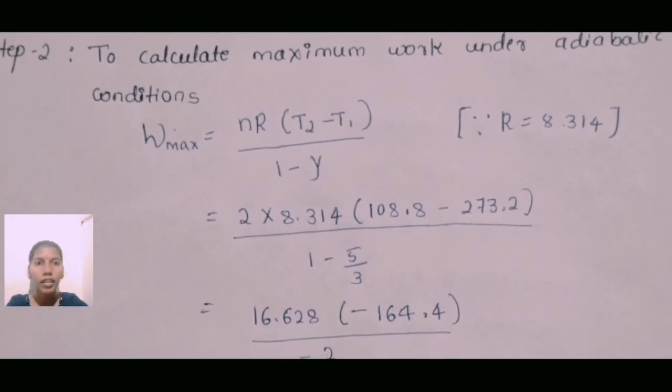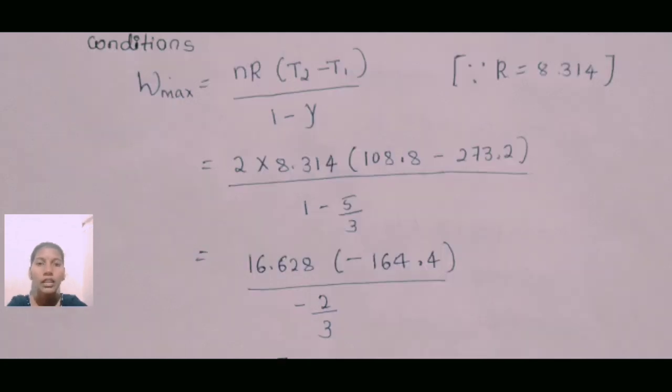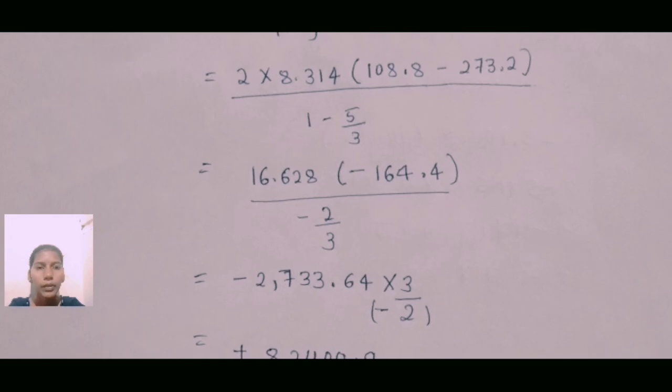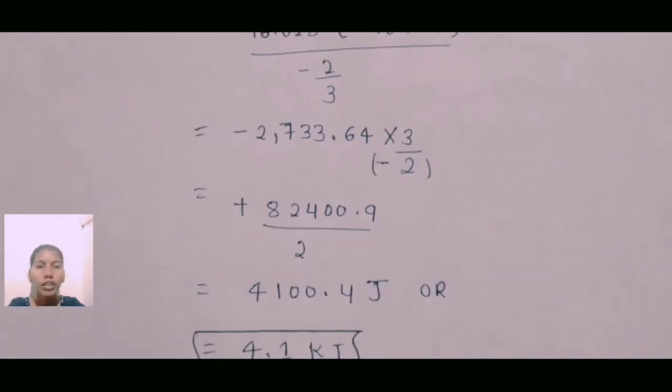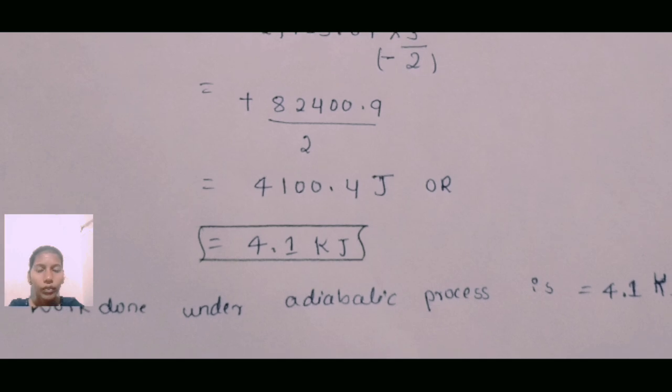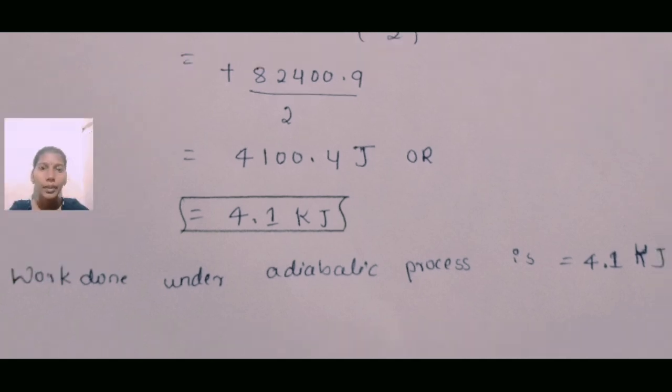Step 2. To calculate the maximum work under adiabatic condition, the equation becomes: maximum work done is equal to nR (T2 minus T1) divided by (1 minus gamma), where R is equal to 8.314. Put all the values in this equation and simplify, then we get 4100 joules or 4.1 kilojoules. Work done under the adiabatic process is 4.1 kilojoules.